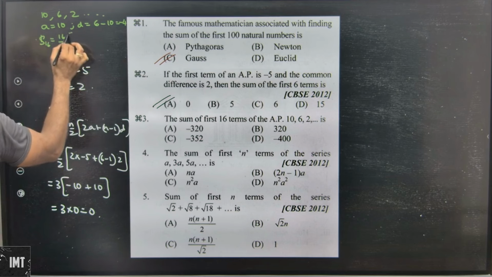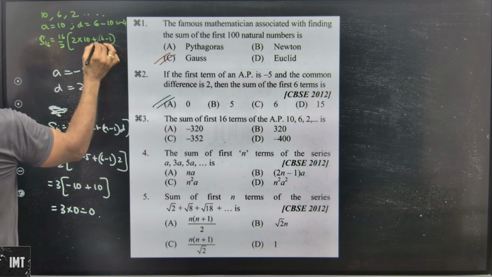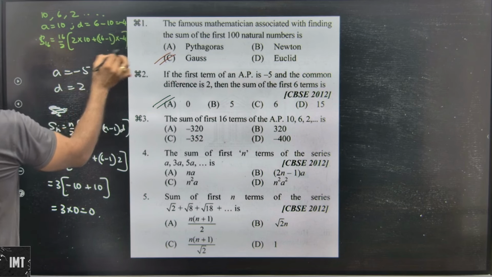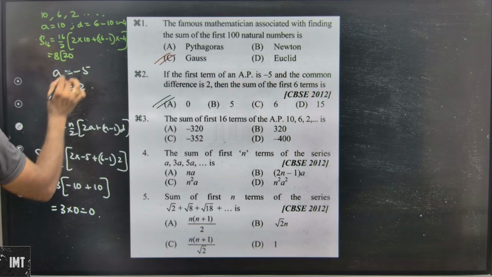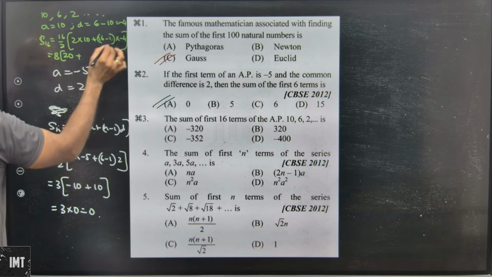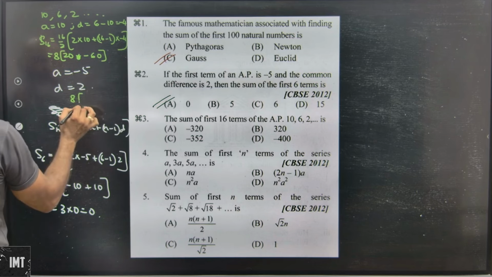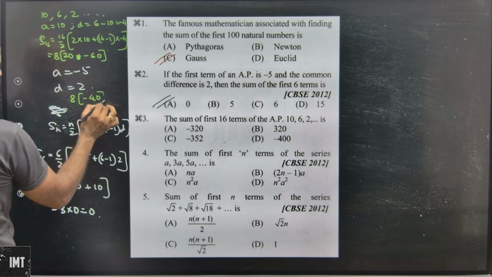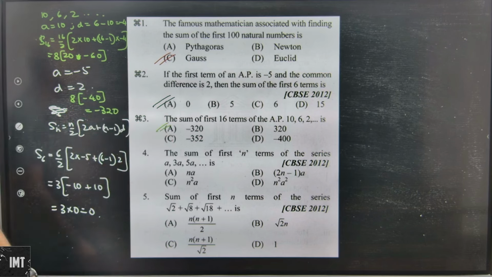16 by 2 into 2 into A plus 16 minus 1 into D, which is minus 4. So that will be how much? 8 into 20, that is 2 into 10 is 20, and 16 minus 1 is 15, 15 into minus 4 is minus 60. So 8 into 20 minus 60, that is minus 40. So that will be minus 320. So this would be the correct option.